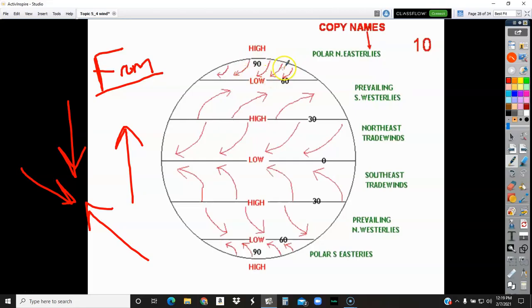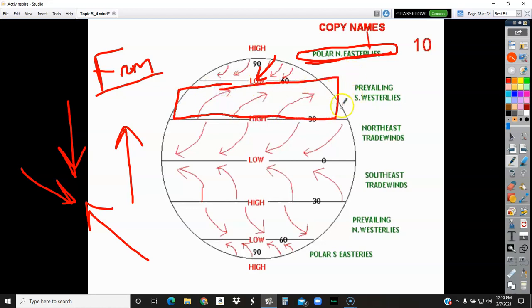So if you name these, these winds up here are coming from kind of the northeast. So that's what they're called. They're called the polar northeasterlies because they're coming from the poles heading from the northeast going southwest. This is our belt right in here. Very important one. This one you should know. We sit in what's called the prevailing southwesterlies, or just the southwesterlies. The winds come from the southwest, and everything heads northeast.